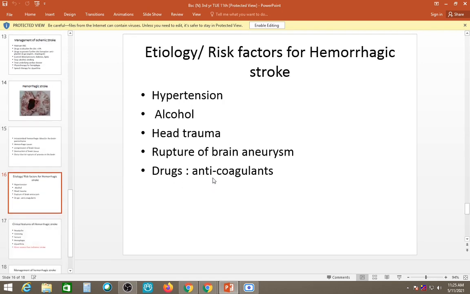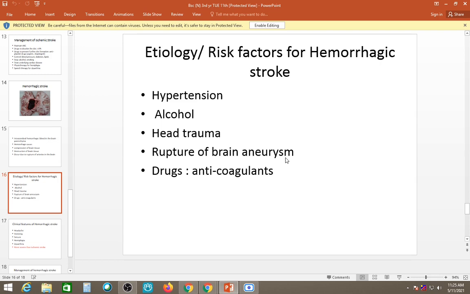Why has the blood vessel ruptured? What are the causes of hemorrhagic stroke? Because of uncontrolled hypertension. Again, hypertension is a cause of both ischemic stroke as well as hemorrhagic stroke. Sometimes because of alcohol. Okay, sometimes because of head injury. The rupture can occur because of head trauma. Then rupture of the brain aneurysm.